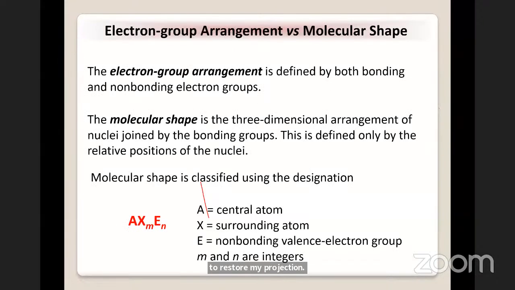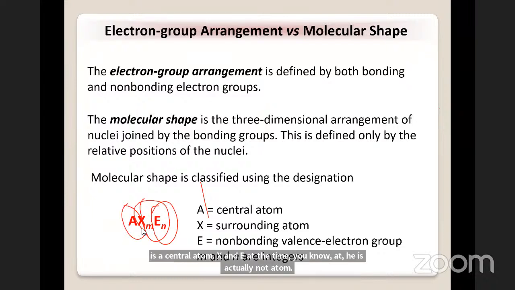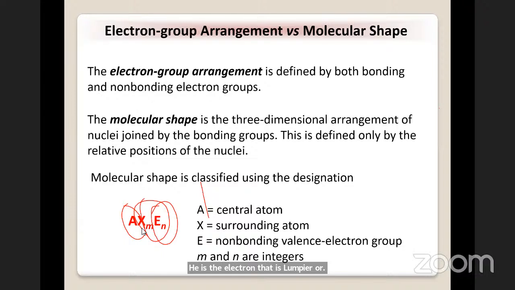Now, you will have the central atom. So this is the central atom in this case. A is the central atom. X and E are the terminal atoms. Why is E actually not an atom? E is the electron that is a lone pair or unbonded. So if I have a molecule that is AB, sorry, AX, because I'm using X and not B.